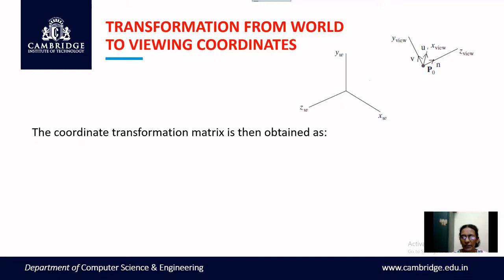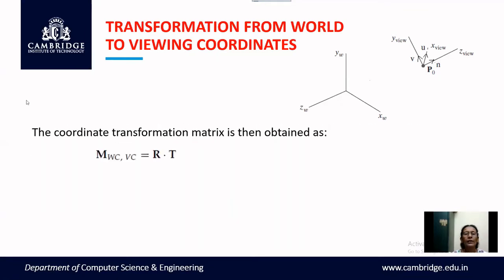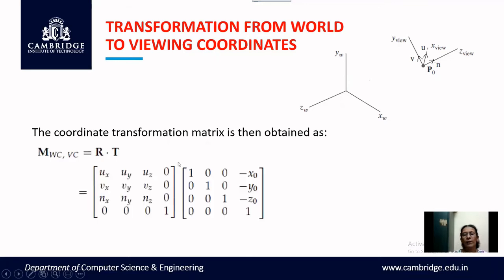First, we will write the second transformation and then the first. That is, the rotation and then the translation. Okay. So the coordinate transformation matrix MWC will be given by R into T, where R is the rotation matrix and T is the translation matrix.